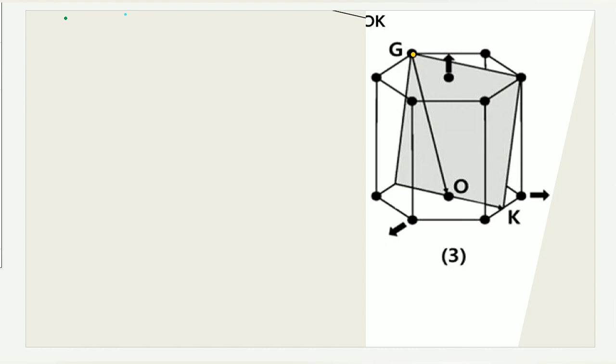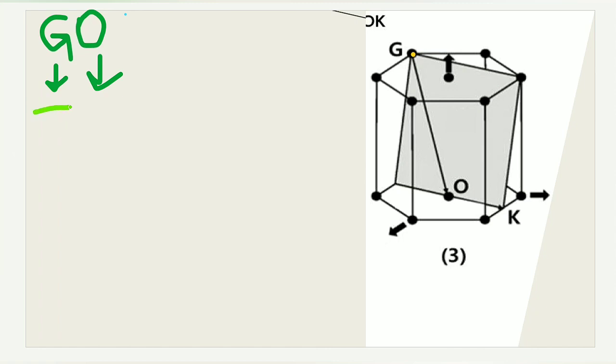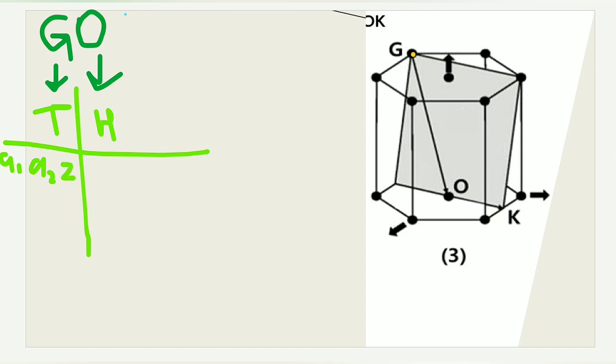leave it. So let's go for finding the Miller indices for GO, which is G and O. Here the tail is at G and the head at O. Tail, and this is the head. Now let's find out the head and tail coordinates. Here we will write for A1, A2, Z, A1, A2, and Z.